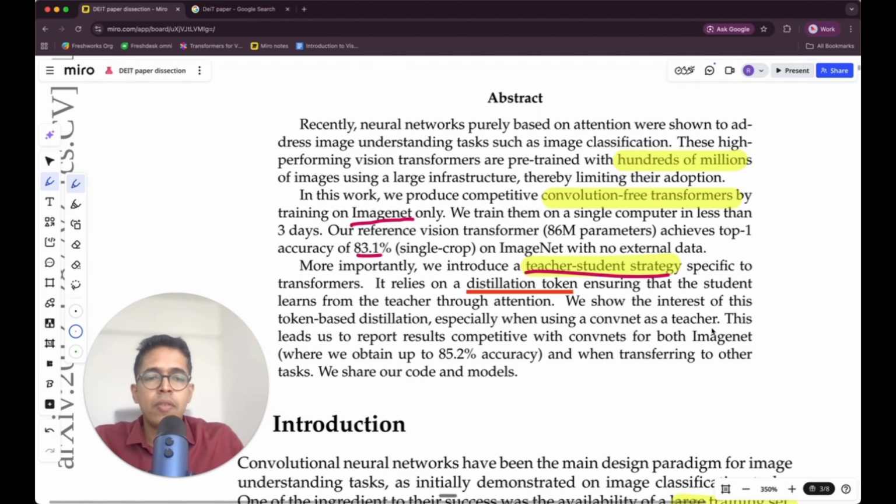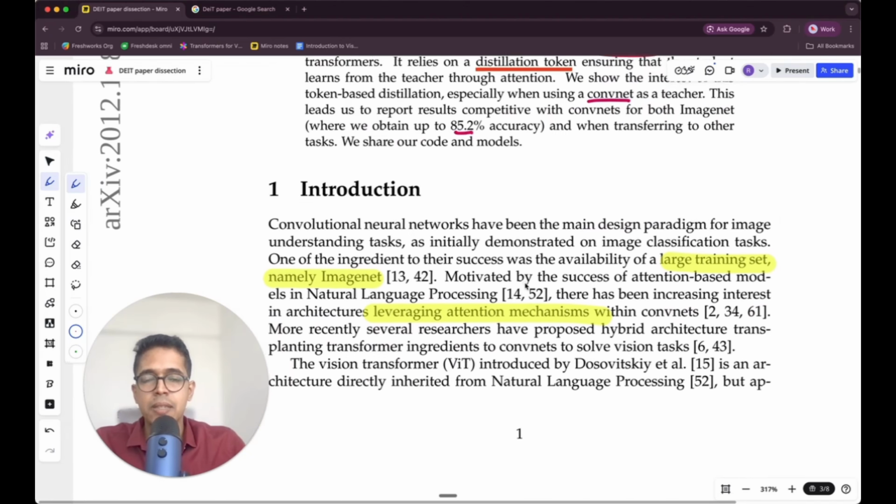Especially when using ConvNet as a teacher. So the convolutional neural network is the teacher that they are using. This leads us to report results competitive with ConvNets, which is CNN, for both ImageNet, where we obtain 85.2% accuracy compared to 83.1% for Vision Transformer. And when transferring to other tasks, we share our code and models. Amazing. Very simple, straightforward, to the point, abstract.